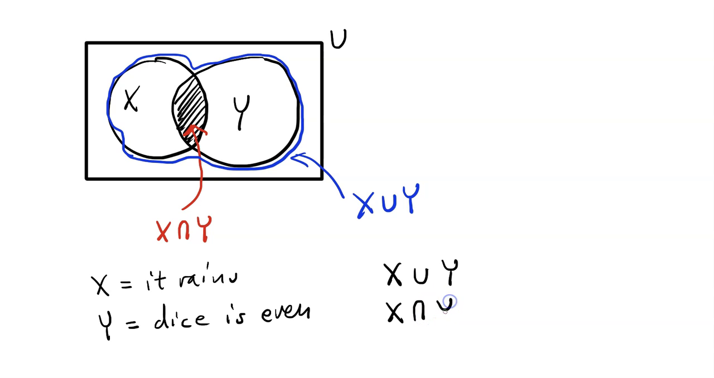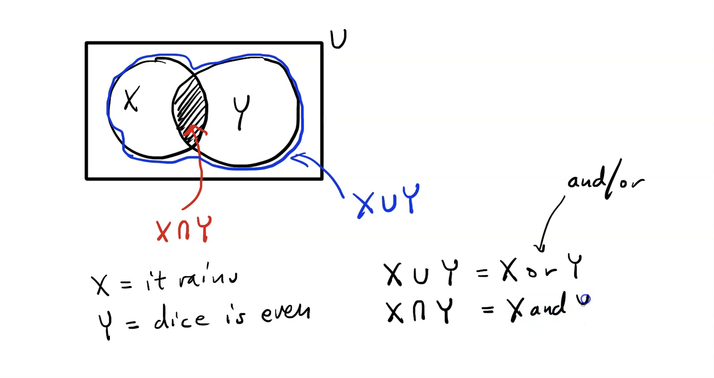And x intersection y means both will happen, so that it both rains and the die is even. So this means x or y, but in everyday language, this or means and/or. So it's a logical or: at least one of them will happen. And this means x and y. So that's the meaning of union and intersection. And we can sometimes represent this with the Venn diagram, because it can be useful.